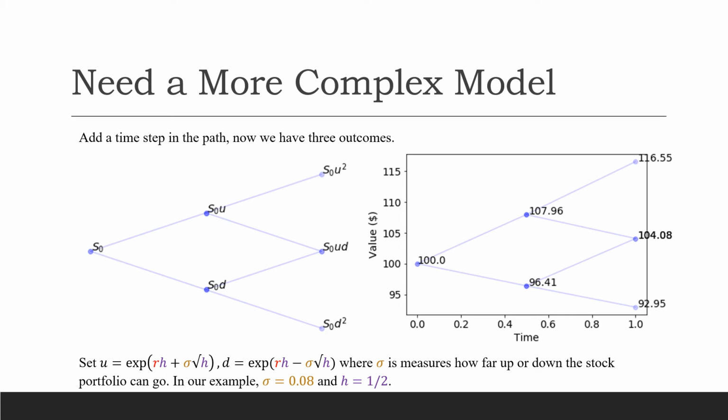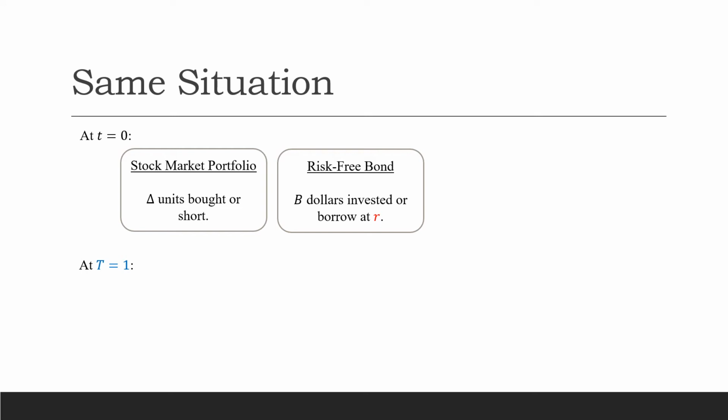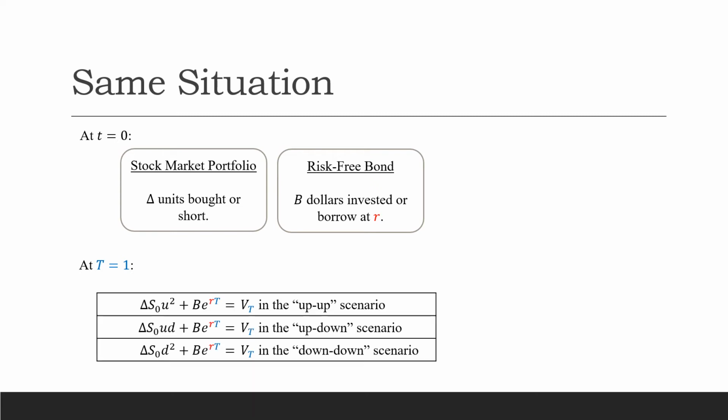I'm going to make a couple of adjustments to our U's and D's, and I'm going to introduce another variable called H, which measures how long each time step is. We multiply R by H because the risk-free asset would only be able to earn that amount of interest during the time step. We multiply sigma by the square root of H to dampen the volatility, as we expect the stock market portfolio's possibilities of movement to be less in a smaller time step. I'm not going to get into the details of why the square root of H, as this intuition is sufficient for now. We are in the same situation as before, where we can buy or short delta units of the stock market portfolio and invest or borrow B dollars at the risk-free rate, except this time we need to replicate 3 outcomes instead of 2.